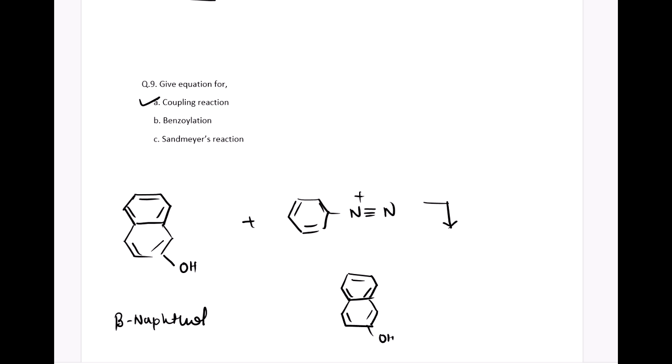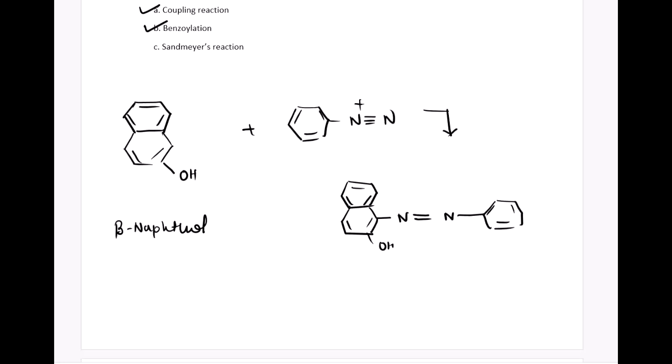OH will be there at that position, the first position here. Then it will come like this. This will have a beautiful orange or red colored dye. So this is named the coupling reaction. Okay. Next we are having benzoylation.